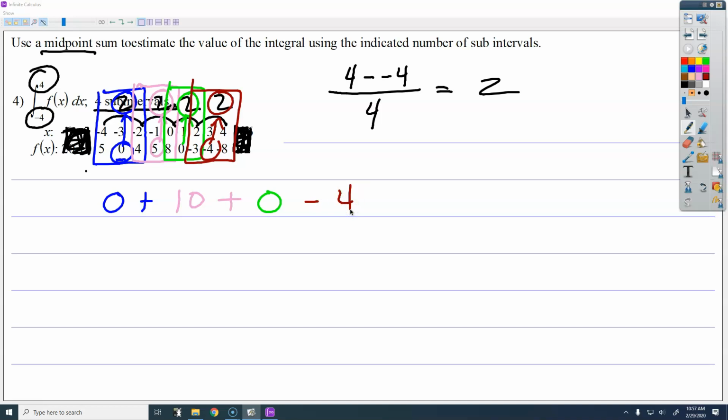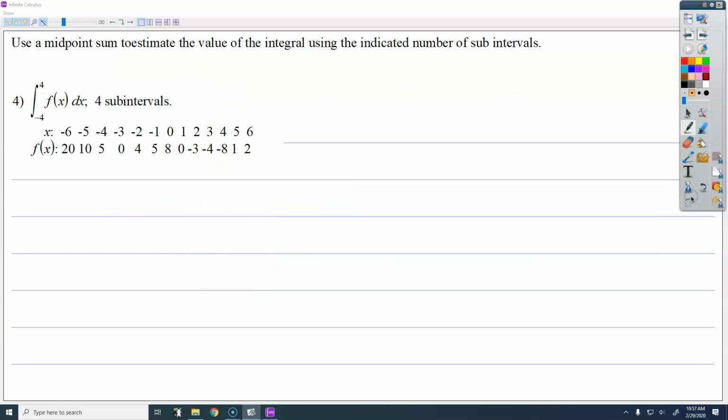There we go. So putting these together, we end up with 6 as our final answer for the estimate of this integral with a midpoint sum of 4 subintervals. Okay. Next one.